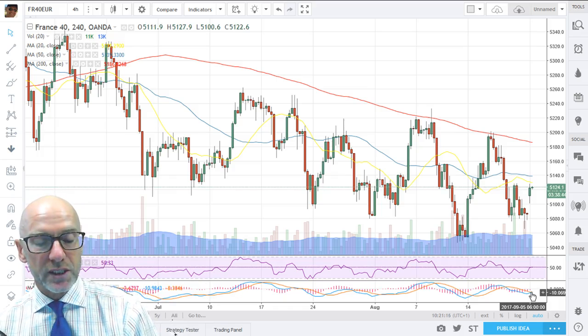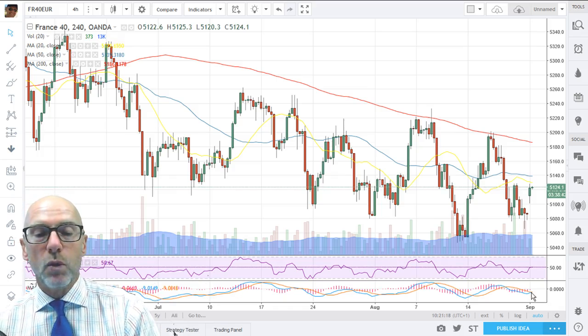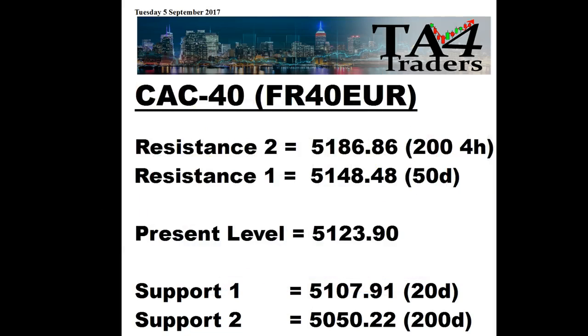Looking at the support and resistances on the CAC. We've got the 50-day giving resistance at 5148.48, and then the 200 from the 4 hour at 5186.86, with supports at the 20-day 5107.91, and then that 200-day 5050.22.